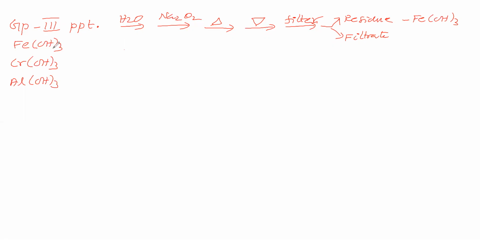That means ferric hydroxide is not affected by Na2O2, therefore it remains in the residue as it is. What about Cr(OH)3 and Al(OH)3 with sodium peroxide? That we'll see. Now, Na2O2 is called sodium peroxide.